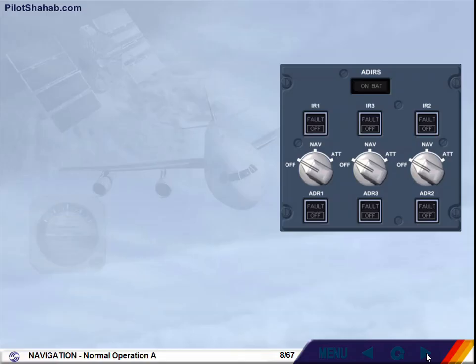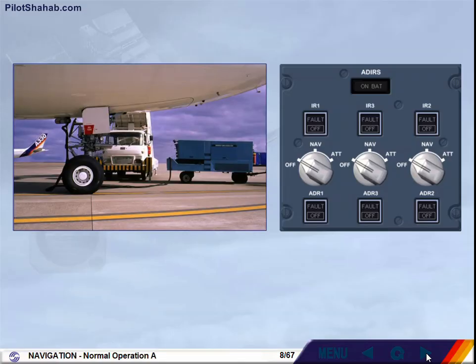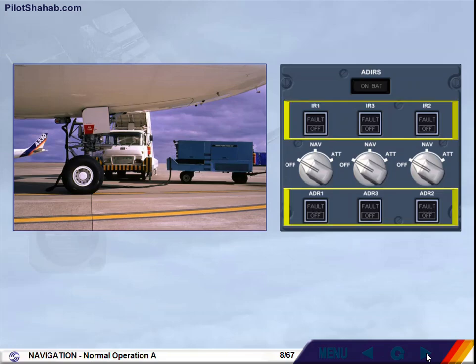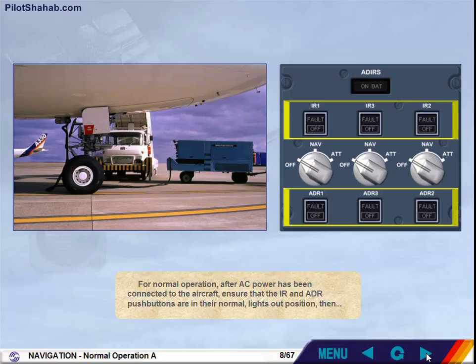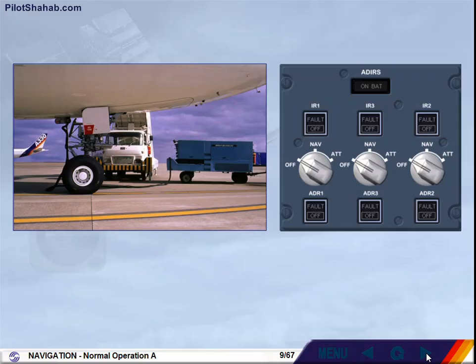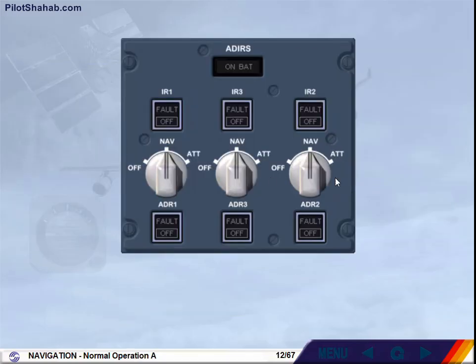For normal operation, after AC power has been connected to the aircraft, ensure that the IR and ADR push buttons are in their normal lights out position. Then, select the nav position on the 3 IR mode selectors. The alignment process has now started.